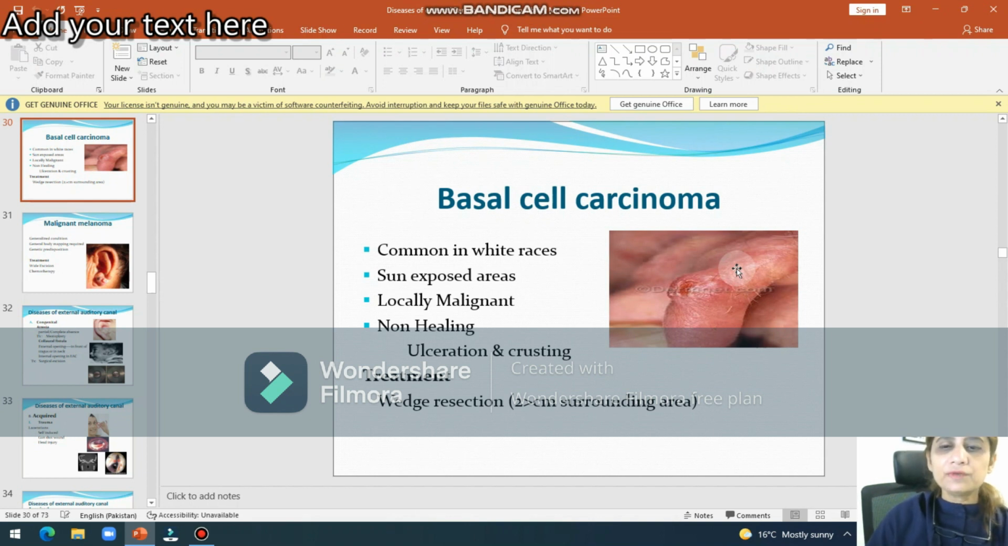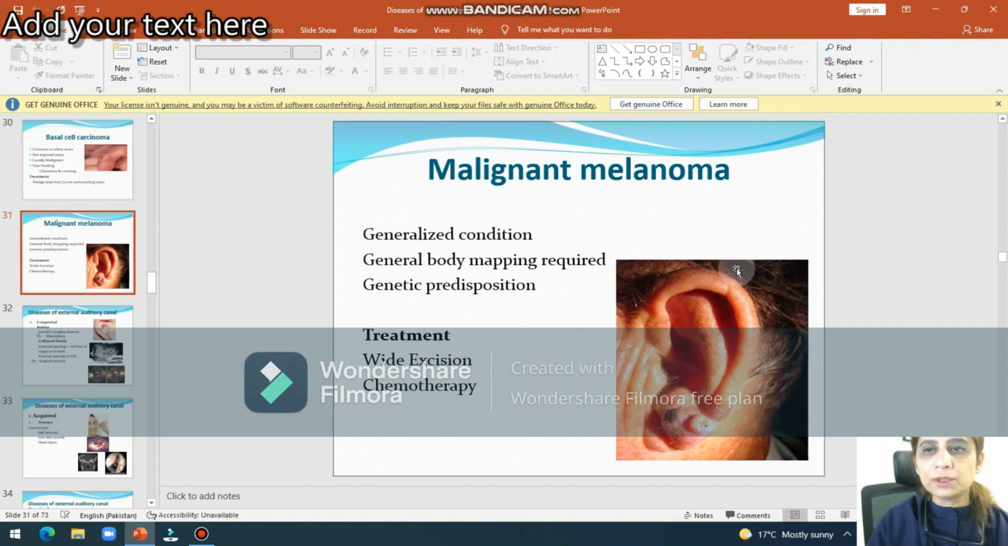So treatment is wedge resection. More than 2 centimeters of surrounding area is removed along with reconstruction. So a flap is placed after excising the tumor.